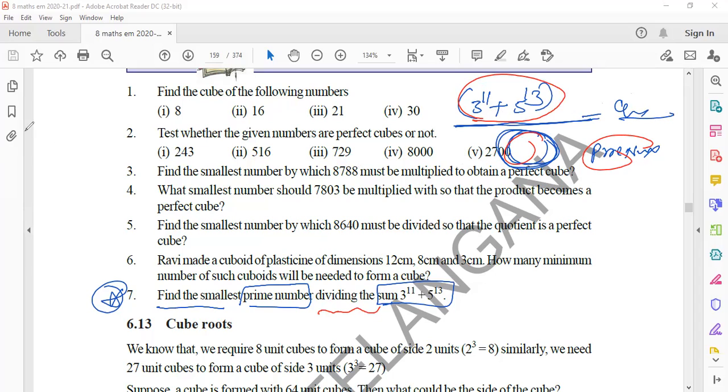So first you need to understand 3 power 11 plus 5 power 13. This is an odd number. This is also an odd number. Clear? Here you need to understand one concept. The power of an odd number is odd only. The summation of two odd numbers becomes an even number. Clear? Once again, I'll take the question separately. I should work on 3 power 11 plus 5 power 13.